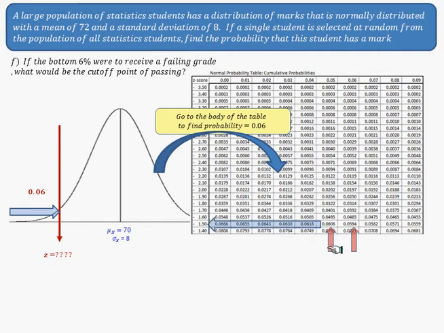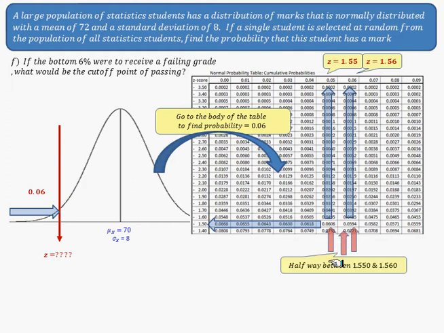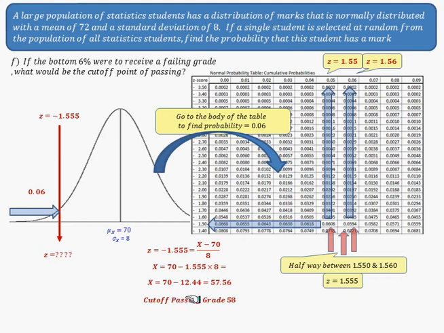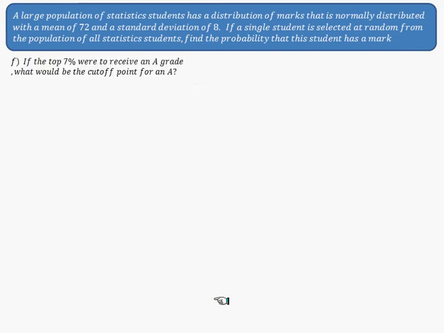And watch what we do here. We go to the left, 1.5, there's a -1.55, -1.56. Now, 0.06 is halfway between there, and so we come up with a value halfway between -1.55 and -1.56, or -1.555. And there we have it here. Putting it in our z-score formula, solving for x, we have a cutoff for failing grade, for passing grade, 57.56 or 58, and that becomes the passing grade.